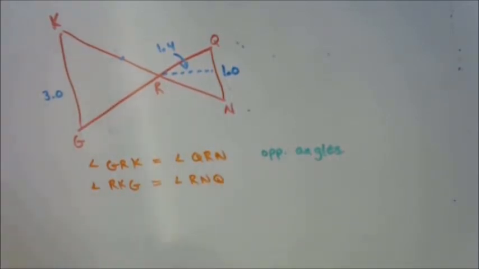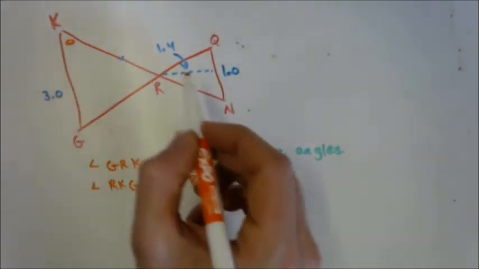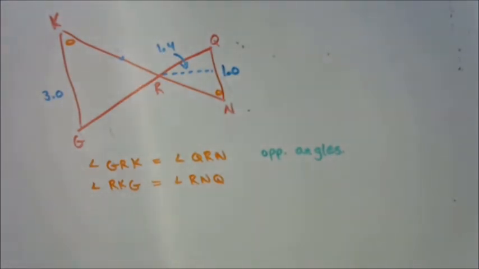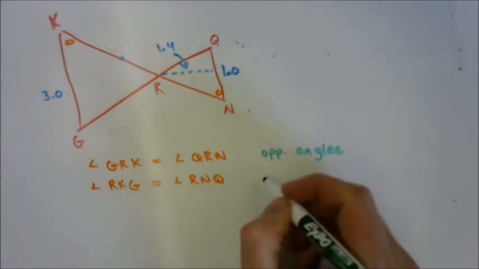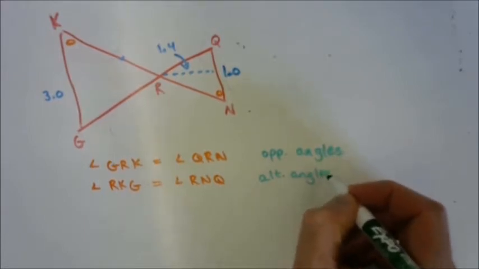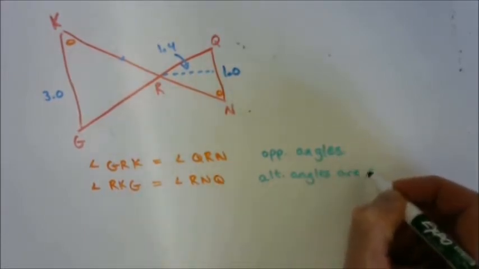Nobody remembers the word for angles that are like here and here? Zoom, zoom, zoom. They're called alternate angles. Alternate angles are equal.